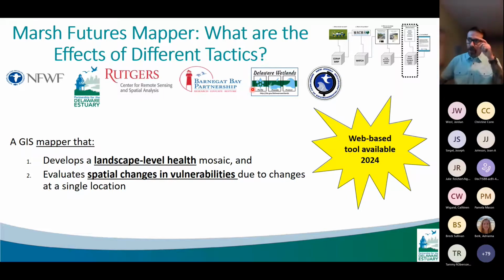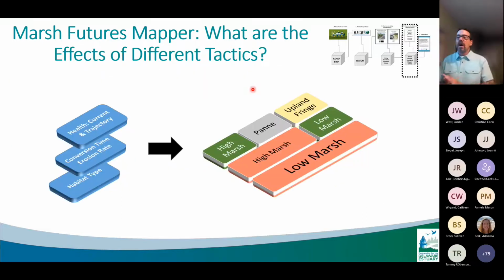And Marsh Features Mapper is going to be an ecological mapping tool that looks at landscape level health and then predicts how interventions at specific locations might affect the health and how that would radiate across the landscape. So I'll give a really quick simplistic example here. Let's say you've got a patch, an area that you're interested in. It's got a few different types of subhabitats, some high marsh, some low marsh.